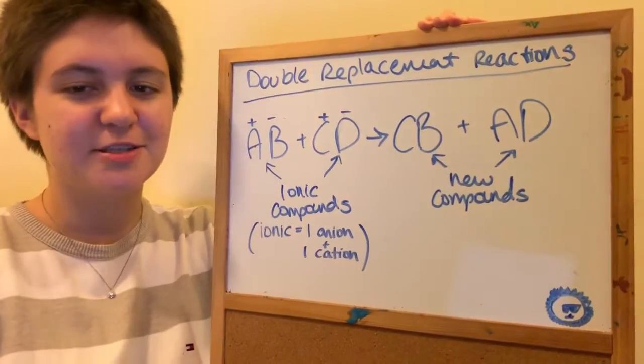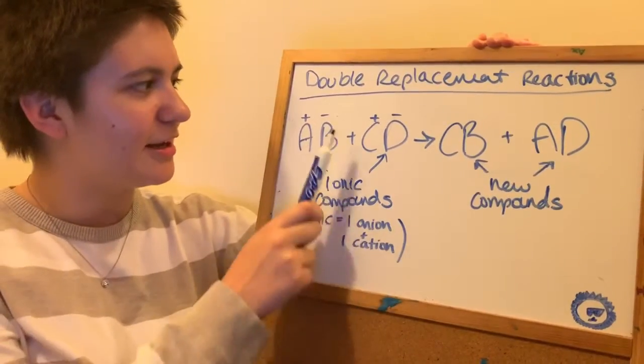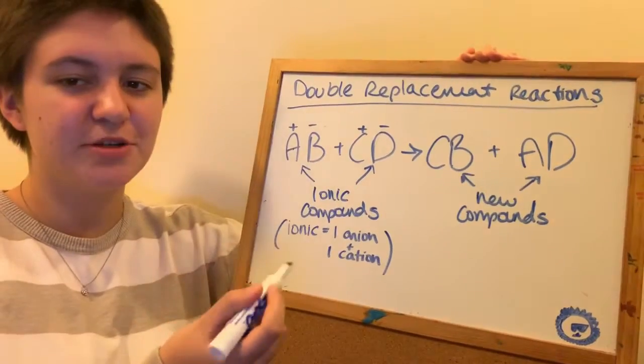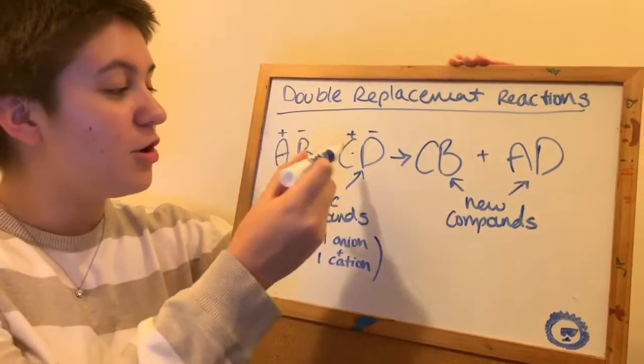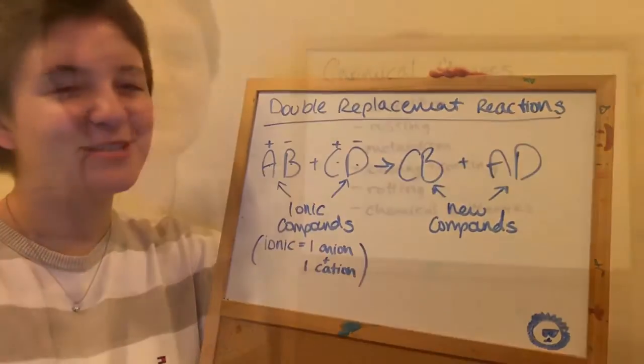This type of reaction starts with 2 ionic compounds, ionic meaning one anion and one cation. And parts of each compound are exchanged in order to produce 2 new compounds. So you can think of it like both of the cations or both of the anions are switched in order to produce 2 new compounds.